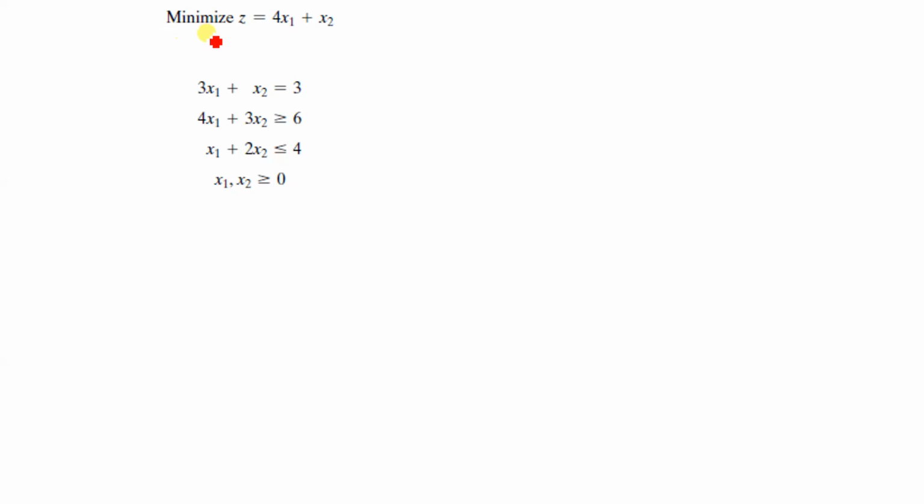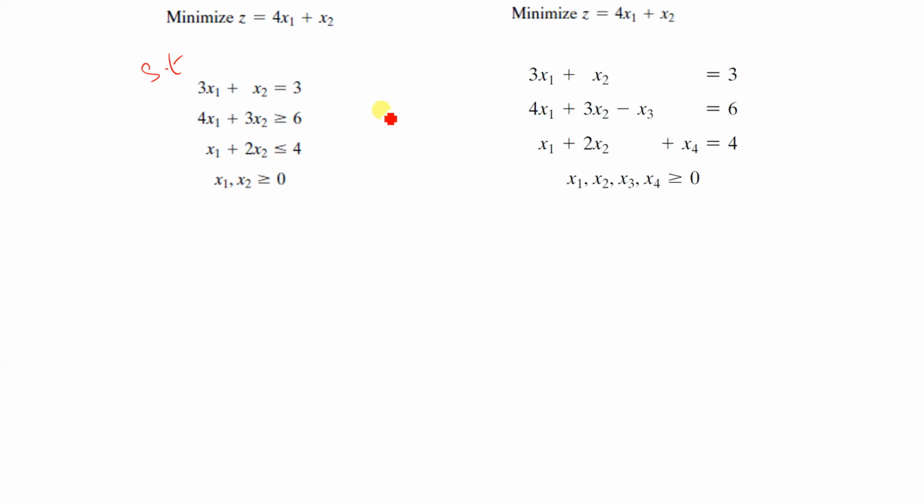In this example, we have to minimize the objective function z is equal to 4x1 plus x2 subject to the constraints 3x1 plus x2 is equal to 3, 4x1 plus 3x2 is more than equal to 6, x1 plus 2x2 is less or equal to 4. So our first step would be to transform this system into an equation form that is called standard form. So this is how we can transform these constraints into equation form.